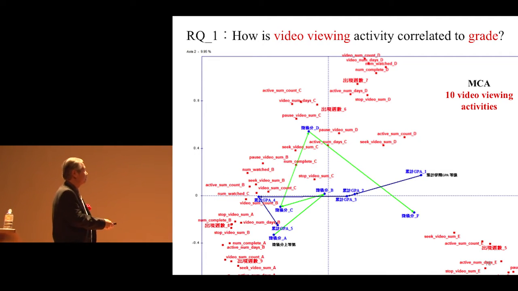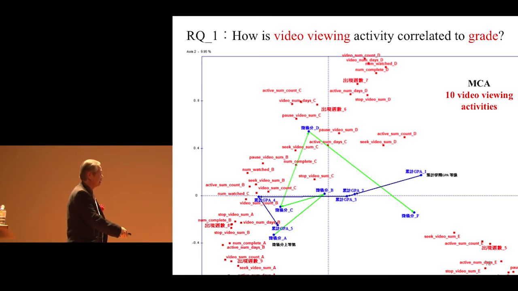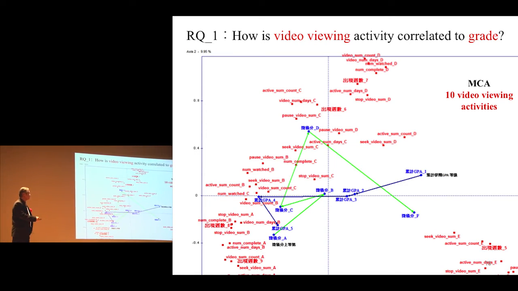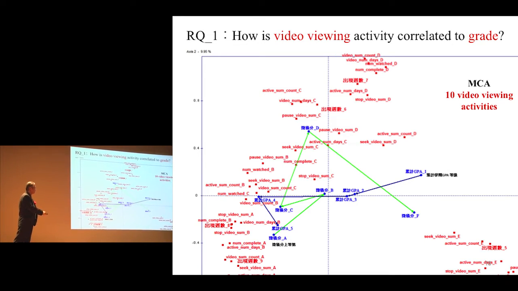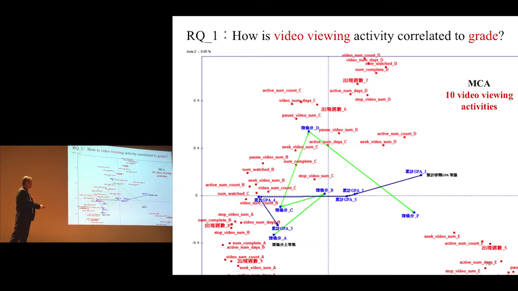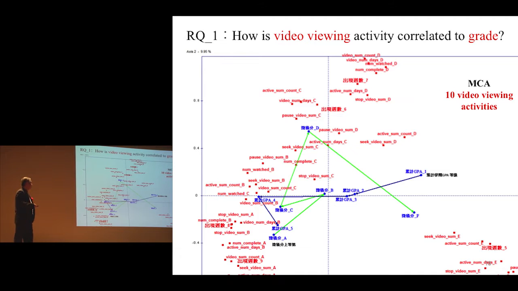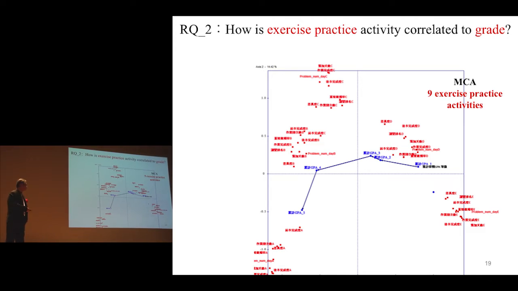When reading this MCA, the right-hand and lower corner means negative. All the red dots are activities for video viewing. Blue dots are their grade. So this means less video viewing activity, lower grade. And for this part, more activity results in a high grade. This is for exercise practice, which is similar to the previous one.